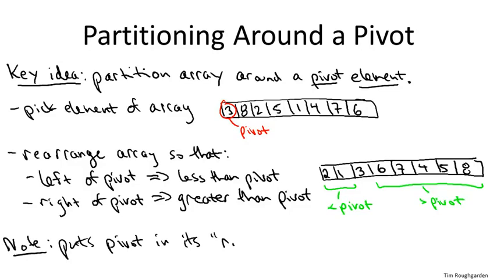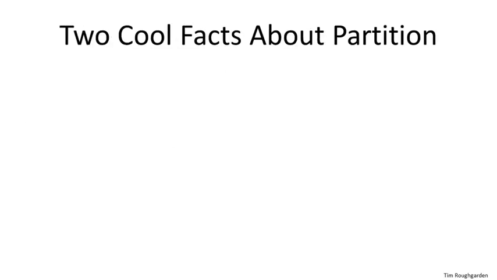In particular, the pivot element itself winds up in its rightful position. That is, the pivot element winds up where it should be in the final sorted version of the array. You'll notice in the example, we chose as the pivot the third largest element, and it does indeed wind up in the third position of the array. So more generally, where should the pivot be in the final sorted version? Well, it should be to the right of everything less than it. It should be to the left of everything bigger than it. And that's exactly what partitioning does by definition.